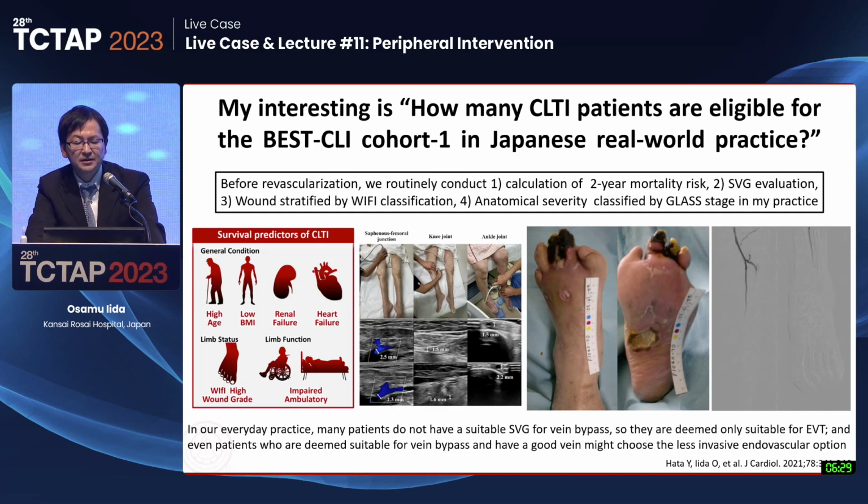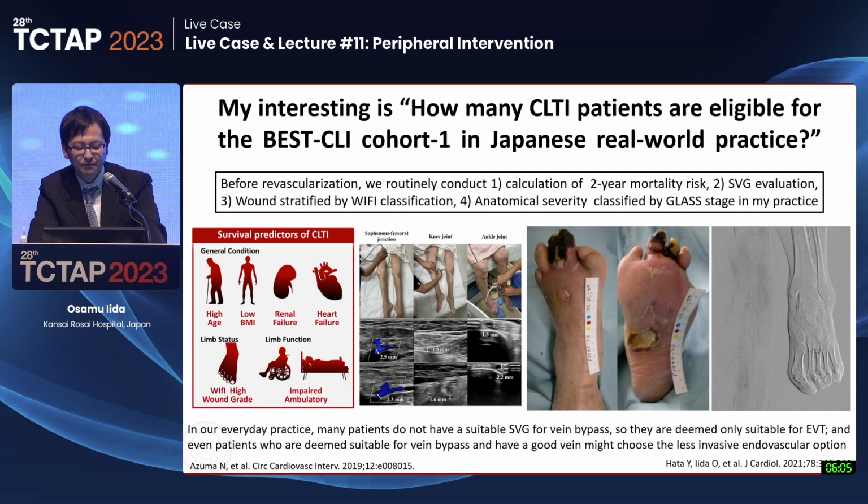This is a representative anatomical feature we fight against every day. So before revascularization, we routinely conduct a calculation of the 2-year mortality risk, SVG evaluation, stratify the WIfI classification, and classify anatomical severity by the GLASS stage in my practice. In our daily practice, many patients do not have a suitable saphenous vein graft for bypass surgery, so they are deemed only suitable for endovascular therapy.